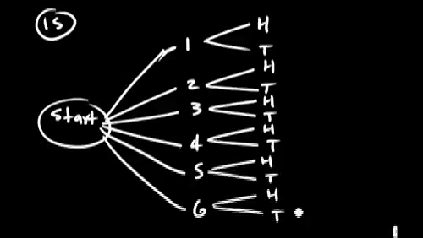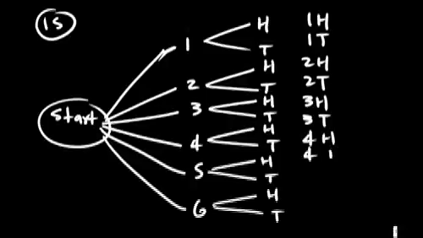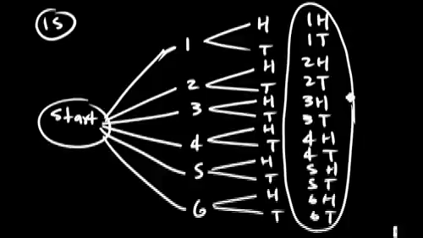So if we follow the branches, we'll see 1H, 1T, 2H, 2T, 3H, 3T, 4H, 4T, 5H, 5T, 6H, and 6T. This is a list of all possible outcomes associated with rolling a die and then tossing a coin.